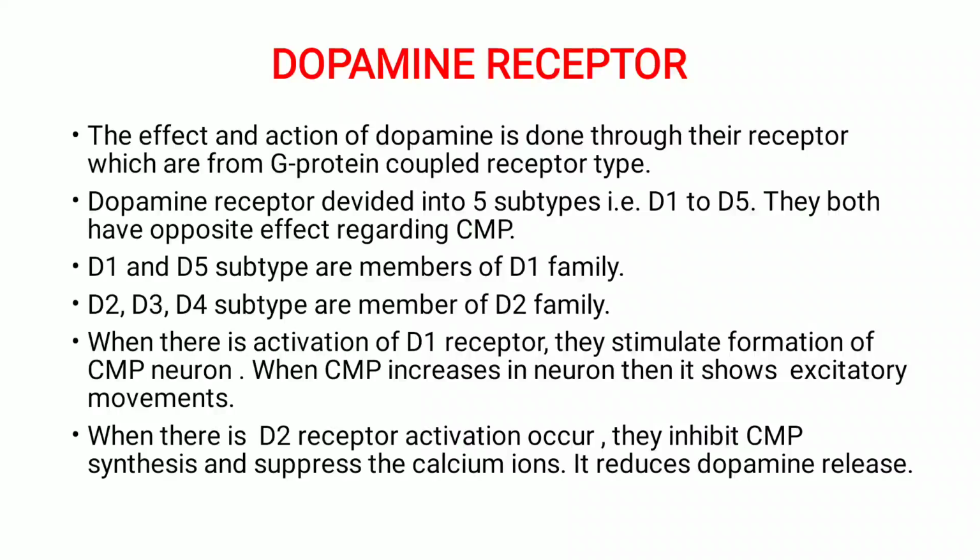When there is activation of the D1 receptor, they stimulate formation of cAMP in neurons. When cAMP increases in a neuron, then it shows excitatory effects. When D2 receptor activation occurs, they inhibit cAMP synthesis and suppress calcium ions. It reduces the dopamine release.